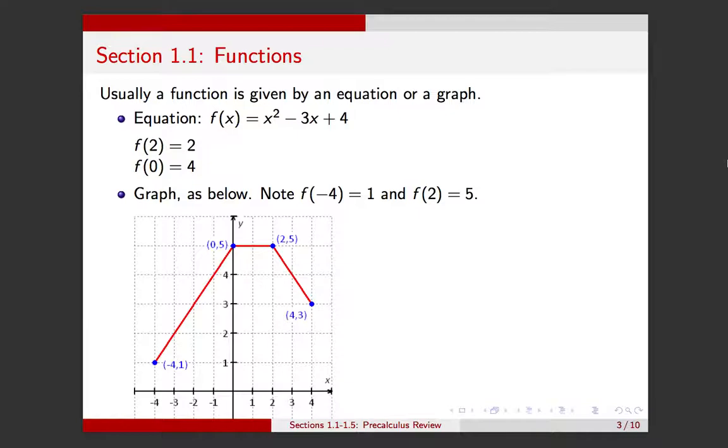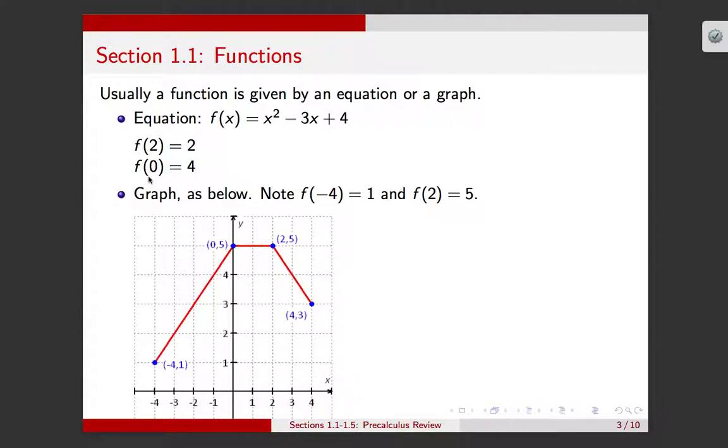So usually a function is given by an equation or by a graph. So here's an equation example, right? f of x equals whatever. So here x is the independent variable, and you input values into the function by substituting for x. So what does f of 2 mean? That means you are inputting a 2 into the function. So therefore that 2 replaces the x in this equation. So 2 squared minus 3 times 2 plus 4. You end up with an answer of 2 out of that.